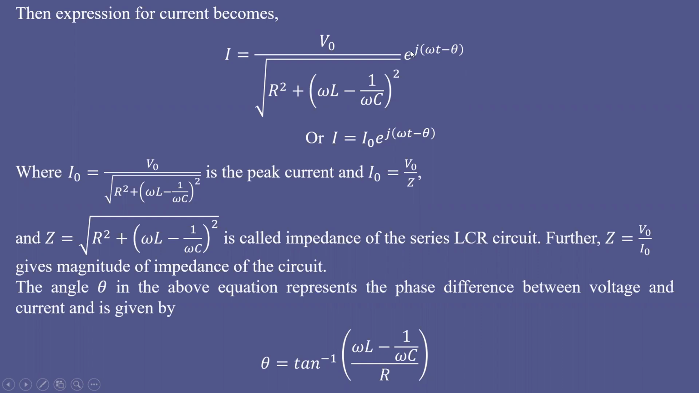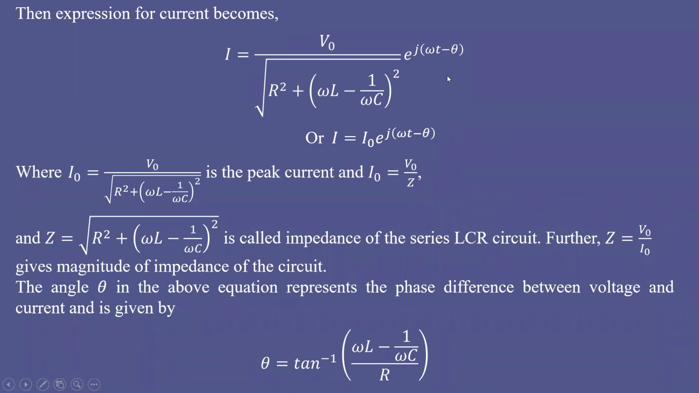And already we have noted here the phase difference between voltage and current is theta, because voltage has phase of omega t, current has the phase omega t minus theta. Therefore, the angle theta in the above equation represents the phase difference between voltage and current. So in the series resonant circuit, what is the phase difference between voltage and current? That is given by theta is equal to tan inverse of omega L minus 1 by omega C divided by R, because we have taken tan theta equal to omega L minus 1 by omega C divided by R.